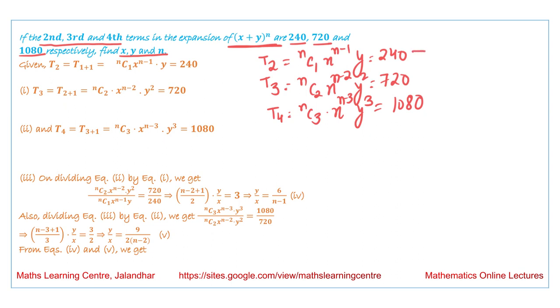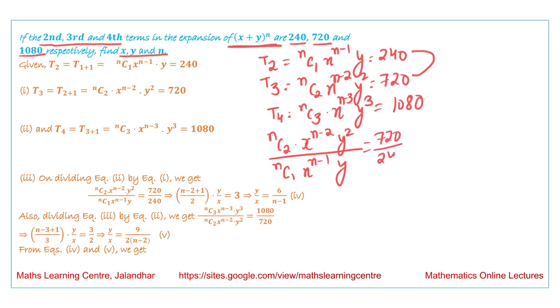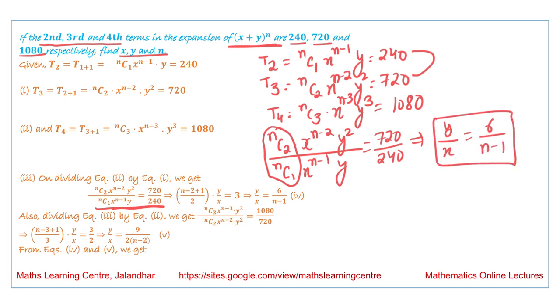Now if we divide the first two equations, we will get nC2 x^(n-2) y^2 divided by nC1 x^(n-1) y, that is equal to 720 by 240. And if we solve these values, we know that nC2 over nC1 we can write the value, and we simplify these terms, we will obtain the equation in the form y by x is equal to 6 by (n minus 1).